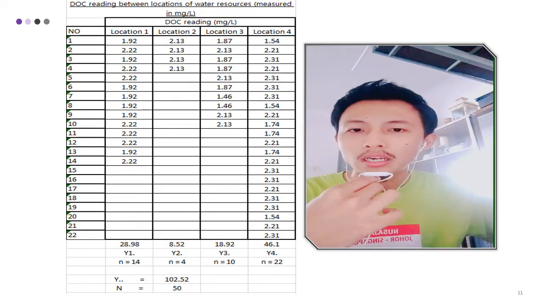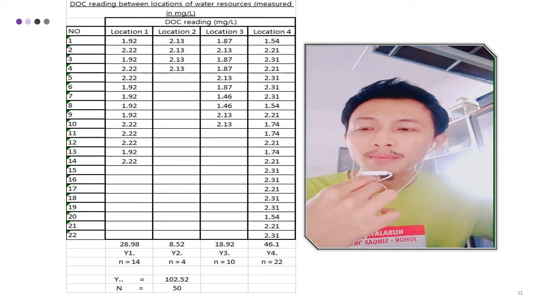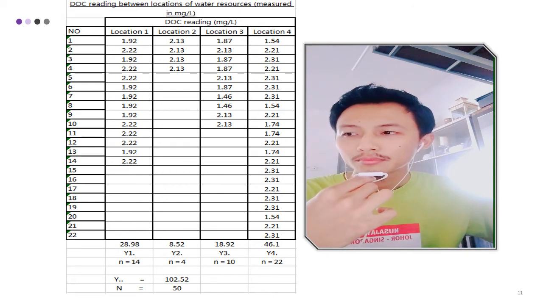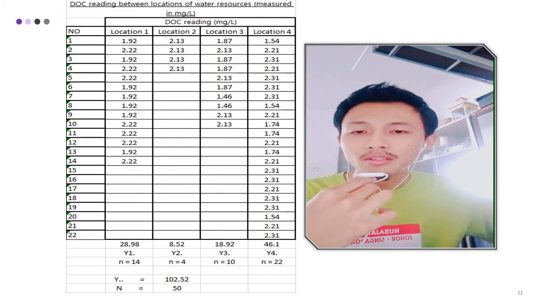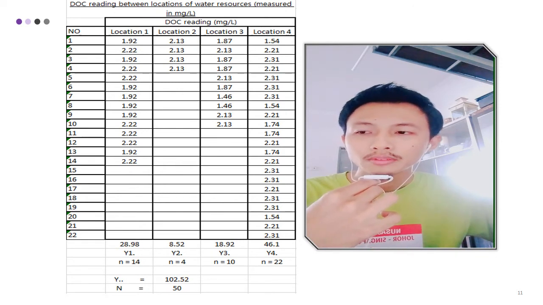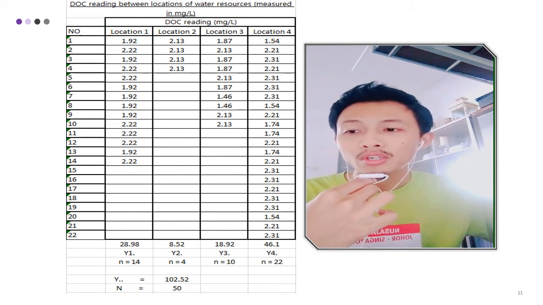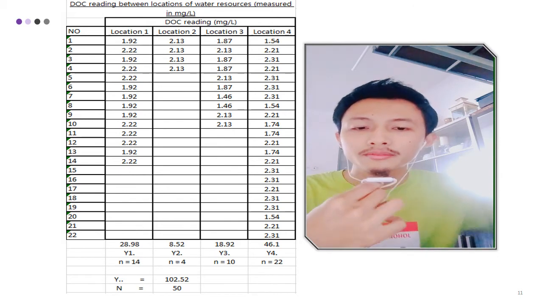Next, I will do the ANOVA table, for which I start from the model, the assumptions, the restrictions, and the hypothesis. The hypothesis is H0: mu1 equal to mu2 equal to mu3 equal to mu4, versus H1: mu_i is not equal to mu_j for at least one i, j.